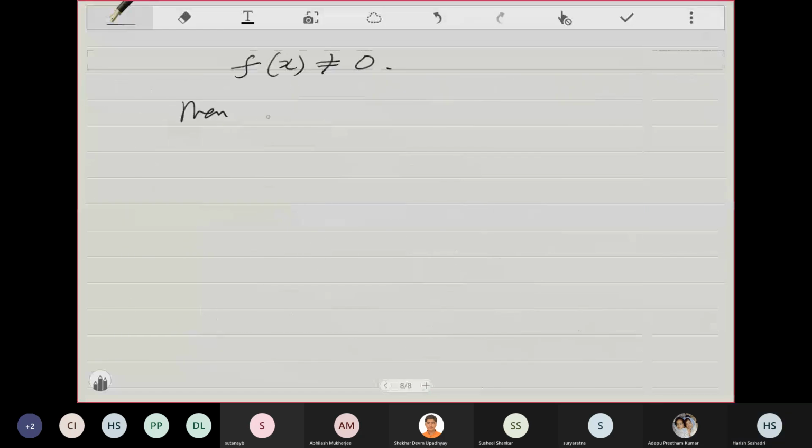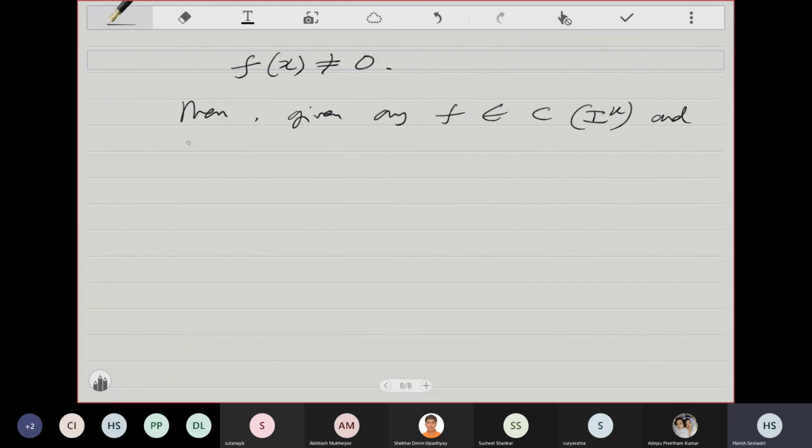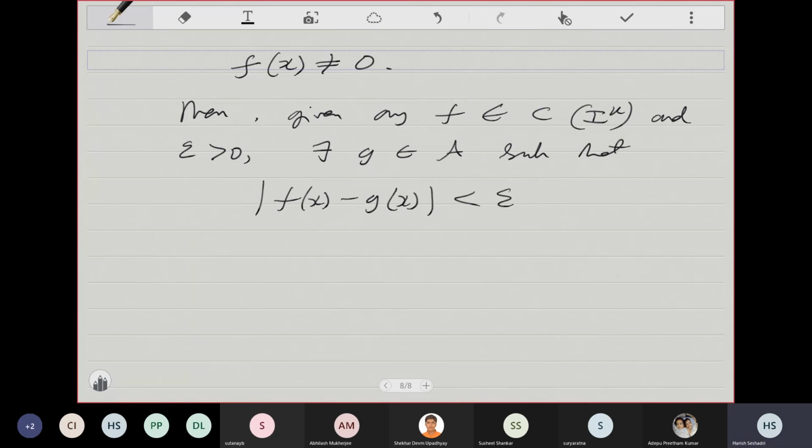Then given any f in C(I^K) and epsilon greater than 0, there exists an element g of the algebra such that the absolute value of f of x minus g of x is less than epsilon for all x in I.